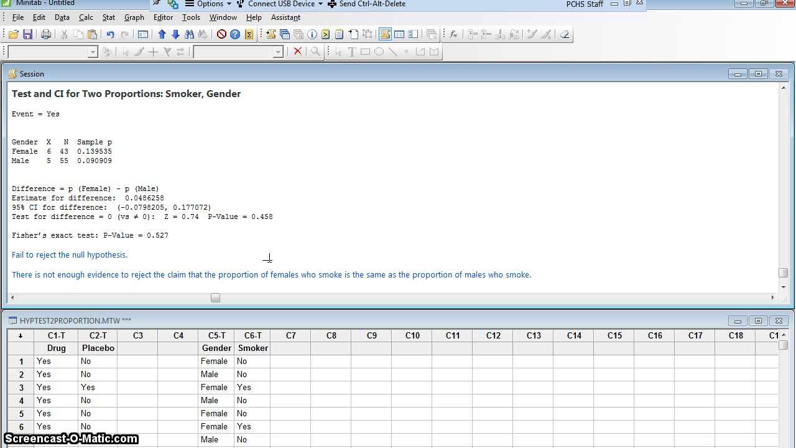Note, I'm not saying they are the same. I'm saying there's not enough evidence to reject that. I never accept a null hypothesis.